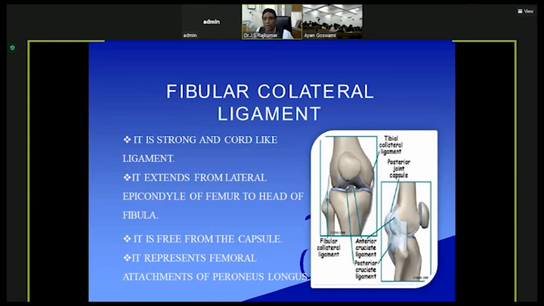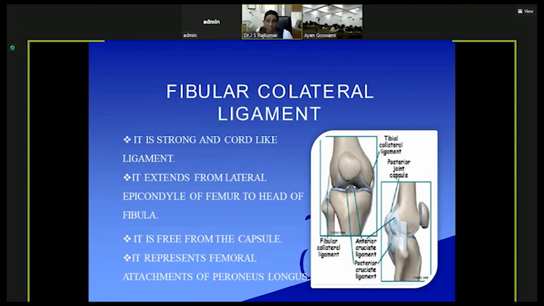So let's quickly come to the lateral or the fibular collateral ligament. It is a strong and cord-like ligament. Remember, the medial one is more like a band, and the lateral one is more like a cord. The medial one is broader; the lateral one is narrower. The medial one is attached to the capsule of the knee joint.